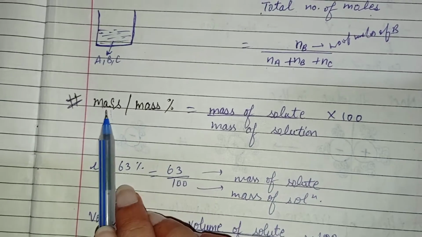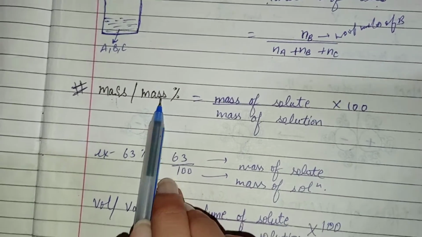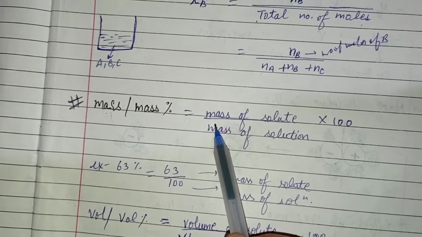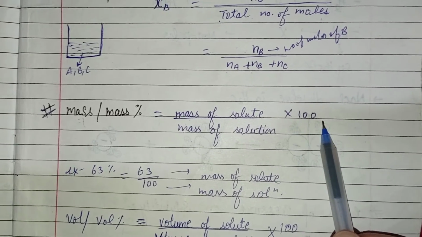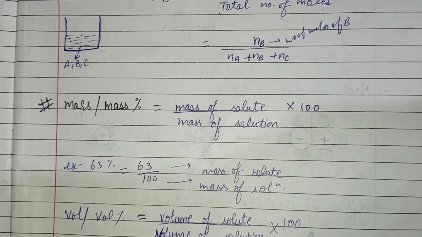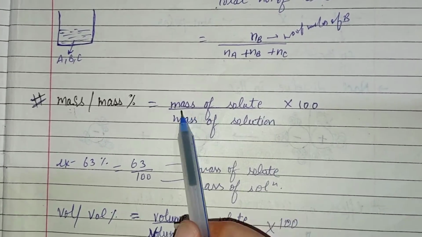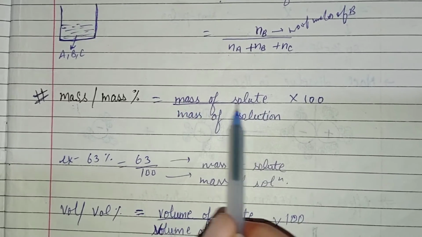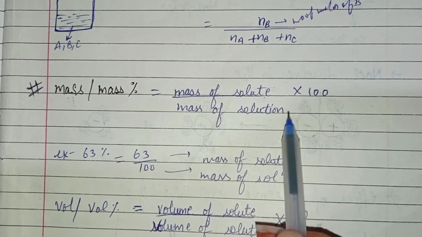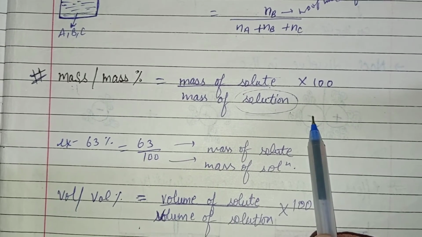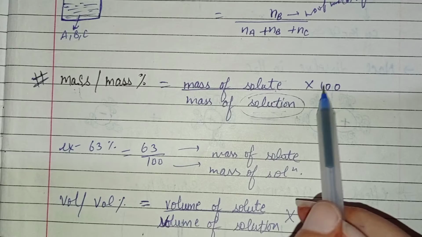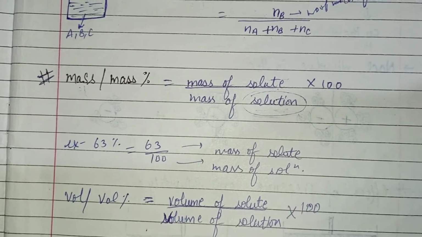Okay, then now we will find the mass percentage: mass of solute upon mass of solution into 100. As we already know about the percentage formula, it is the mass of solute upon the mass of the whole solution, which consists of solute and solvent. So it is total, into 100.